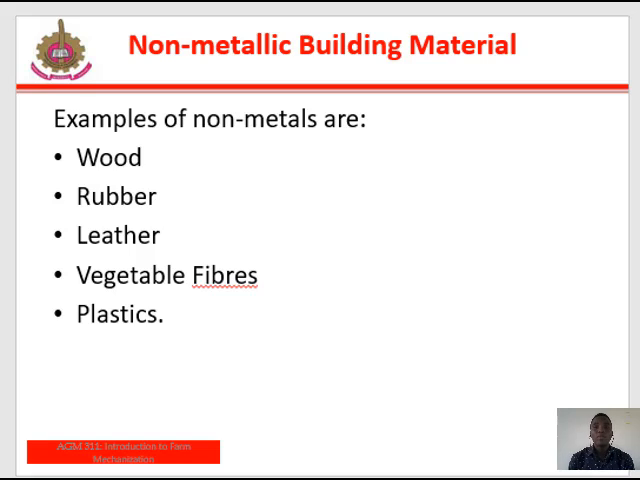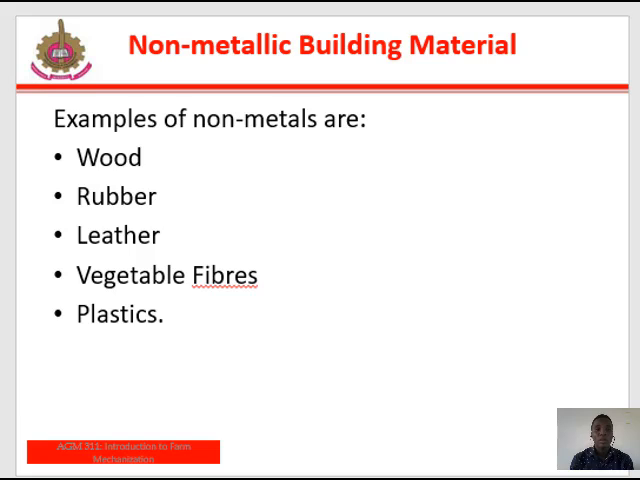Non-metallic building materials. Examples of non-metallic building materials are wood, rubber, leather, vegetable fibers, and plastic. Wood is particularly useful for building construction as frame for doors, windows, roofing planks. Wood used for structural purposes is called lumber.